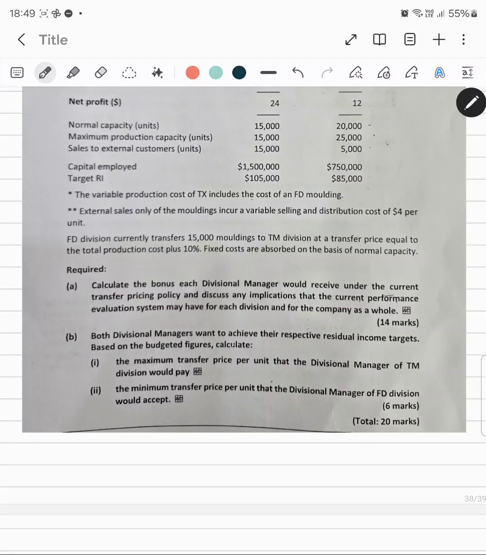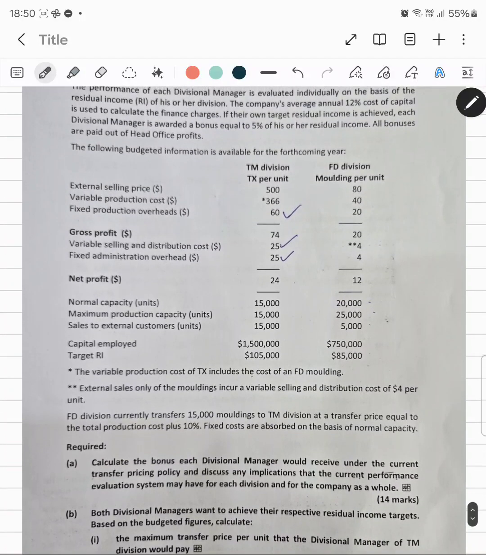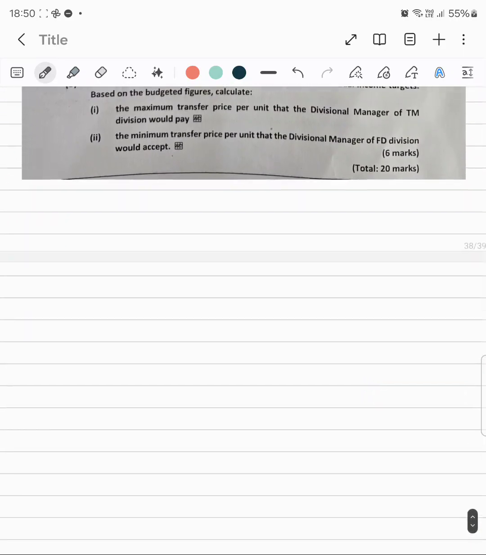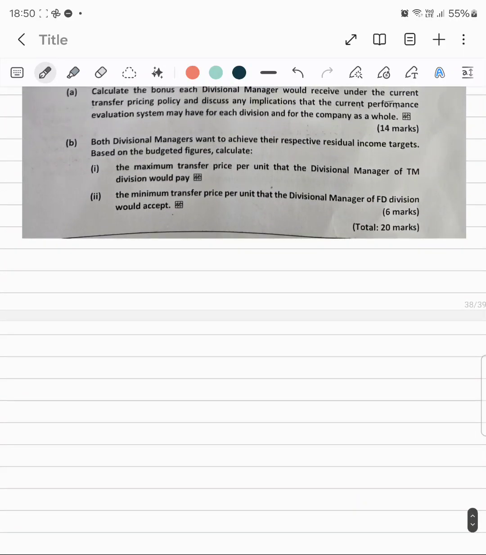Both division managers want to achieve their respective residual income, and so we need the maximum transfer price per unit that the division manager of TM division would pay in order to achieve it, and the minimum transfer price per unit the division manager of FD division would accept. So this is with respect to the target residual income which they need to achieve.